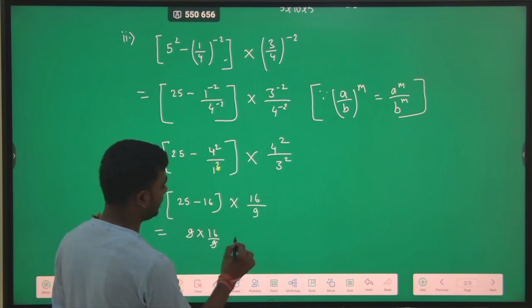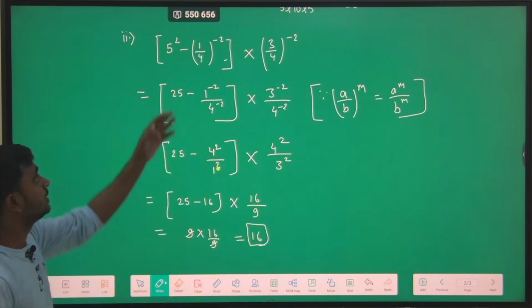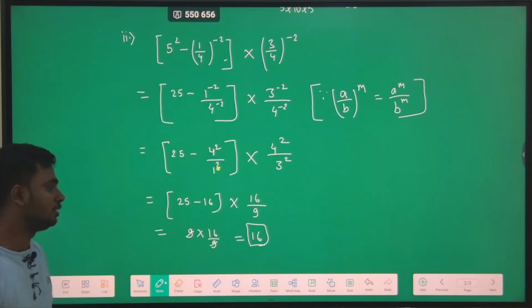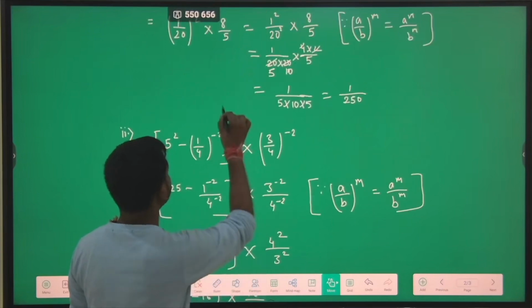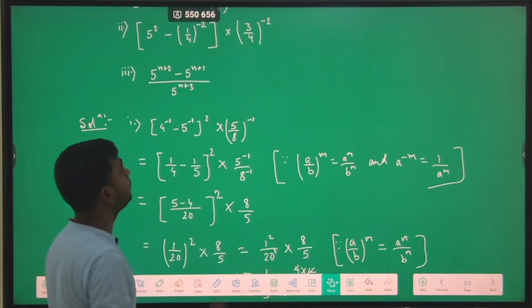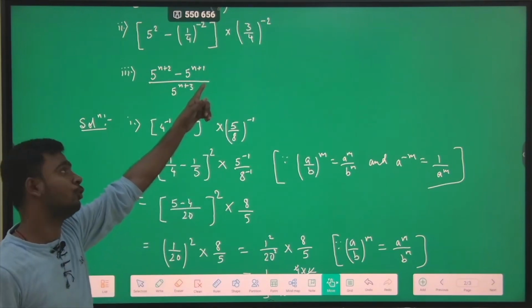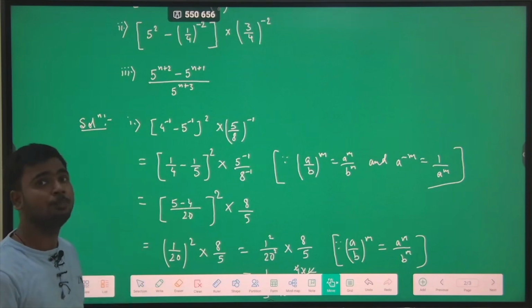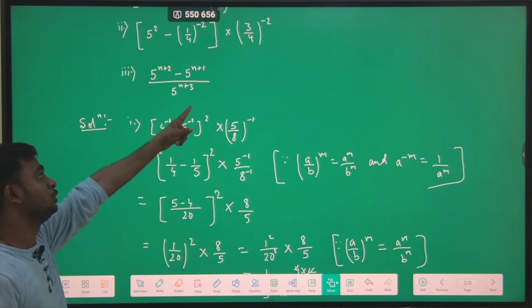So what we will get? We will get the value as 16. So on solving, we get the value of this as 16. Now moving to our third part. The third question is 5 to the power n plus 2 minus 5 to the power n plus 1 divided with 5 to the power n plus 3. So we have to solve this question.